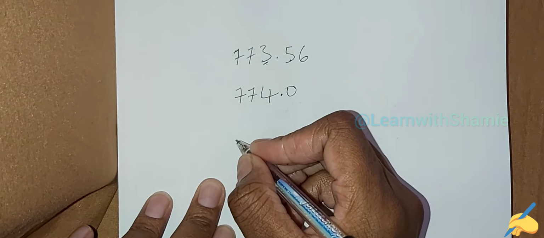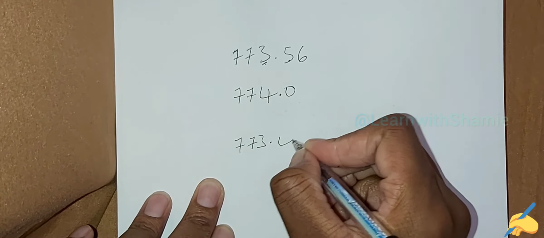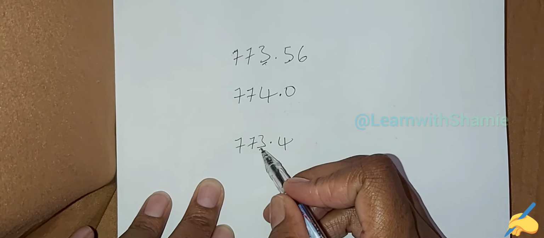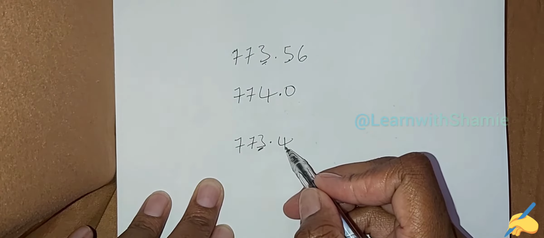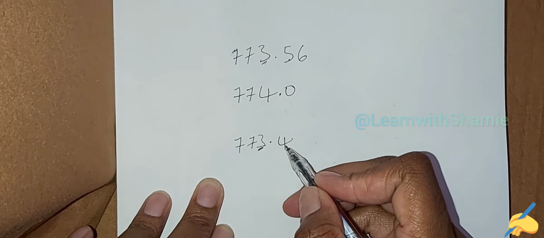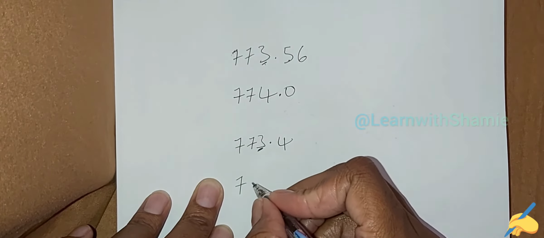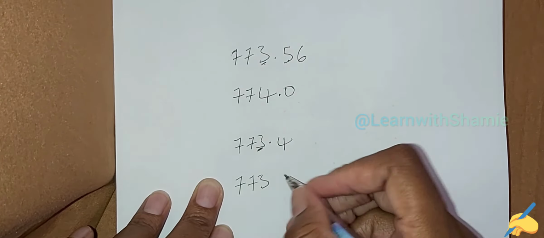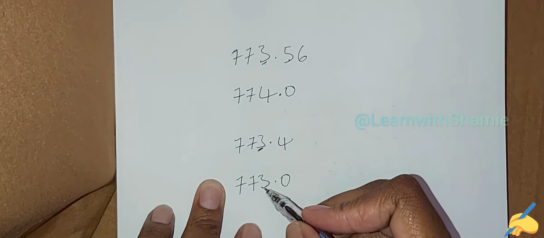If that same number, 773.4, should be followed by a 4, 3, 2, 1, or 0, the new figure would be 773.0. So you would round down.